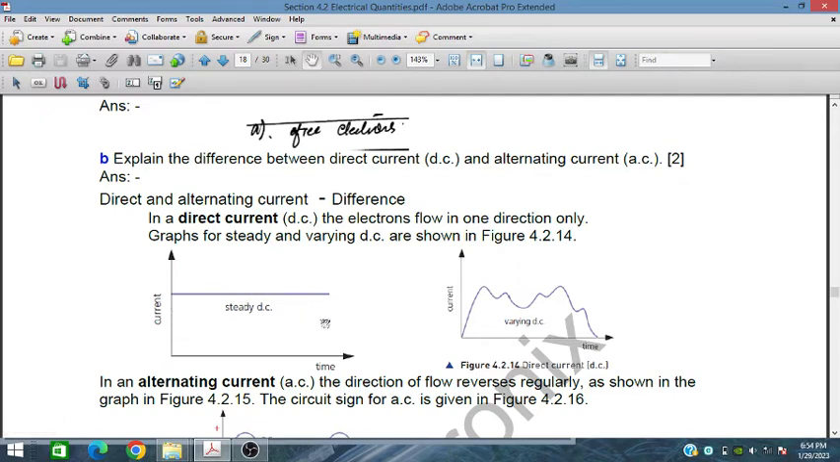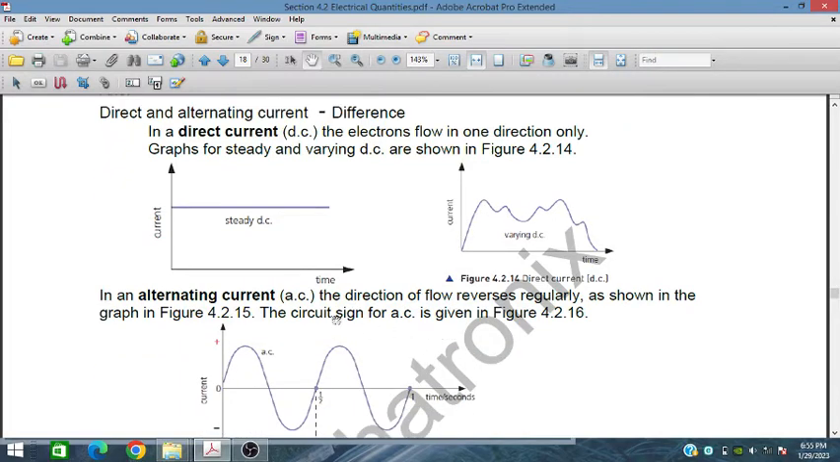So the net effect is always positive. If you take the average, the result will be positive like this. So the average value will be somewhere here. This is also a DC, but here some values are varying in a limited band. So the net effect is positive.